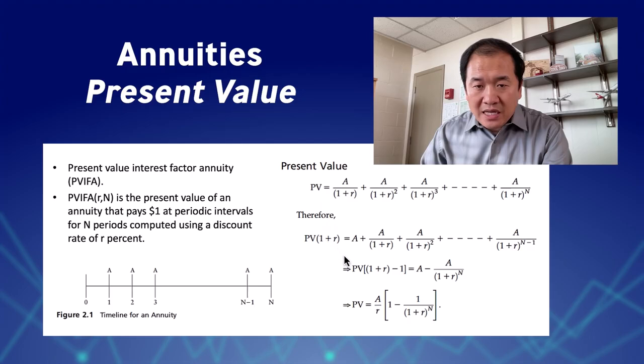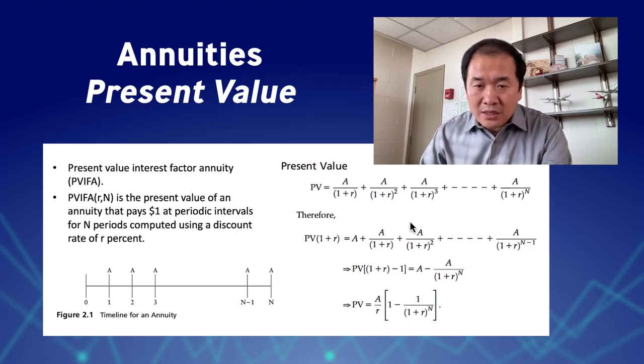What you can do is use the second equation minus the first equation. So on the left-hand side, you will get PV times (1 plus R) minus PV, right? So that's what you got here. On the right-hand side, just pay a little bit of attention: you see those elements matching each other, right? A divided by 1 plus R, A divided by 1 plus R squared. The only exception is the first A in the second equation and the very last element in the first equation. They're not matching, right? So there's no matched item.